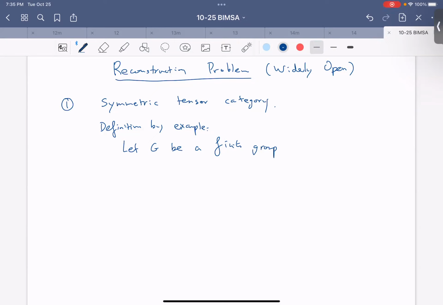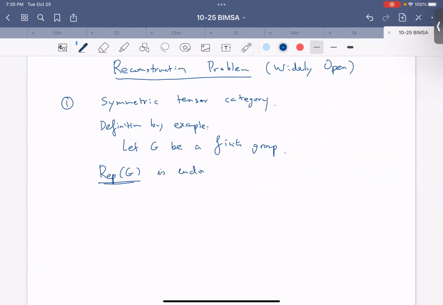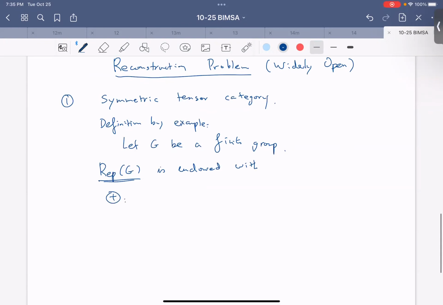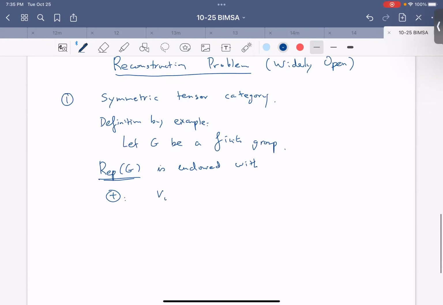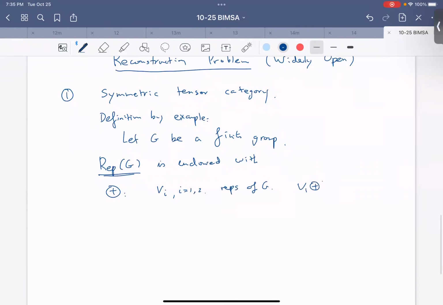Sorry, I'm trying to adjust my screen here. So let G be a finite group. Let's take the set Rep(G), the set of representations of G. This is an interesting set, endowed with two operations. There's a direct sum: if you have two representations, say V1 and V2, representations of G, then you can take the direct sum, which is also a representation, an element in Rep(G).